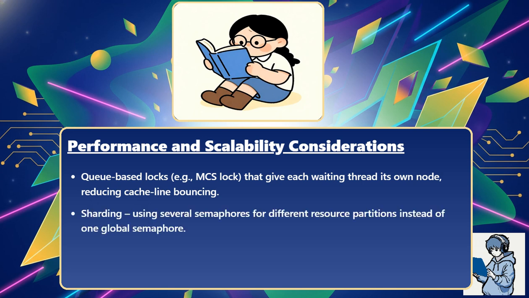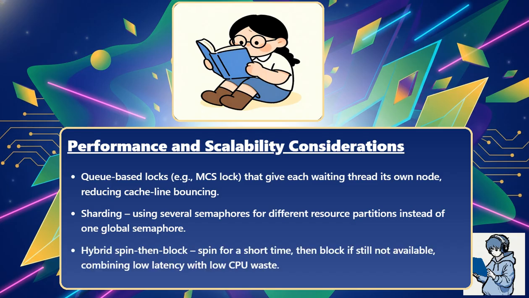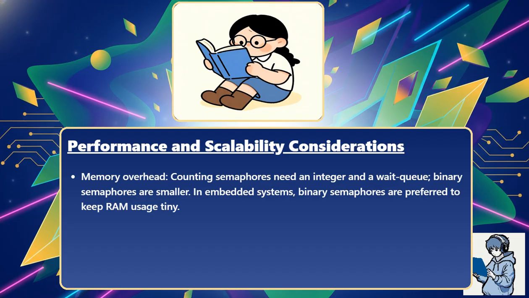Sharding: using several semaphores for different resource partitions instead of one global semaphore. Hybrid spin-then-block: spin for a short time then block if still not available, combining low latency with low CPU waste. Memory overhead: counting semaphores need an integer and a wait queue. Binary semaphores are smaller. In embedded systems, binary semaphores are preferred to keep RAM usage tiny.